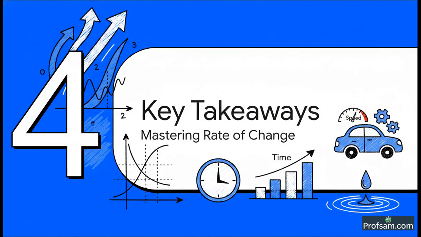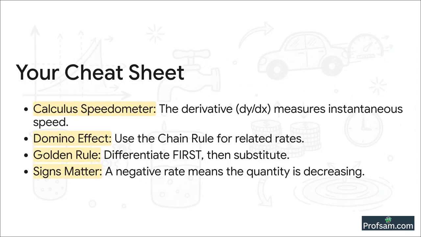We've made it through both levels of problems. So before we finish, let's just do a quick recap of the key ideas you need to remember. First, always remember that the derivative is your calculus speedometer. It measures speed at an instant. Second, for related problems, think of the domino effect and use the chain rule. Third, and I'll say it one more time, the golden rule. Differentiate first, then substitute. And finally, a small point, but if you ever get a negative answer, don't panic. It just means the quantity is decreasing instead of increasing.